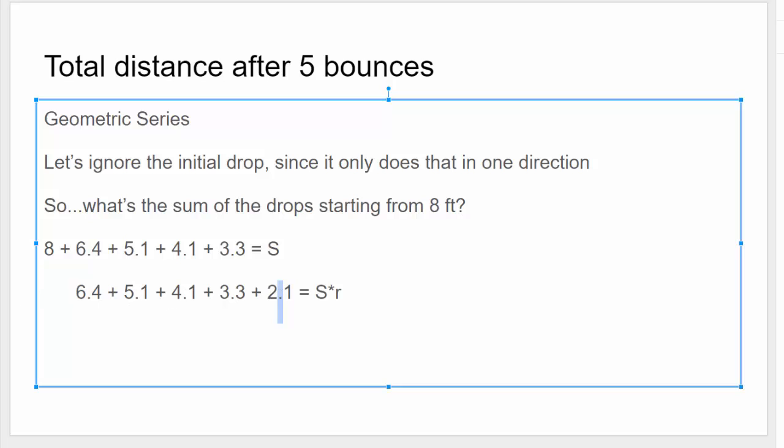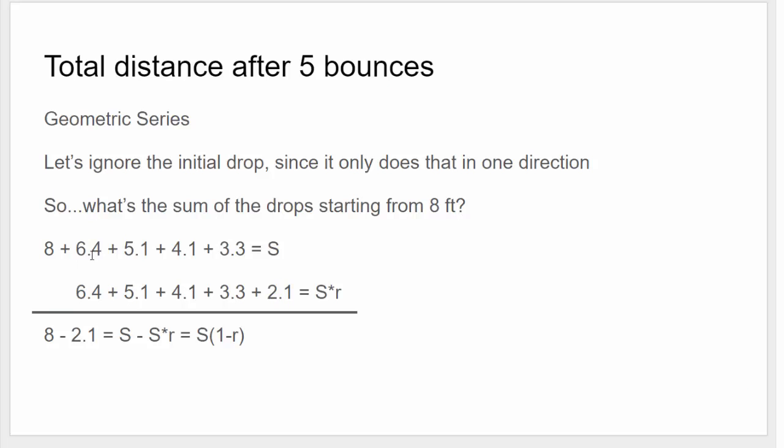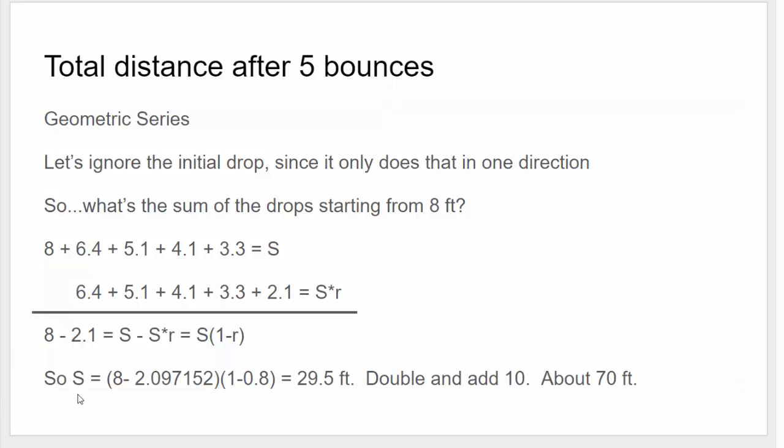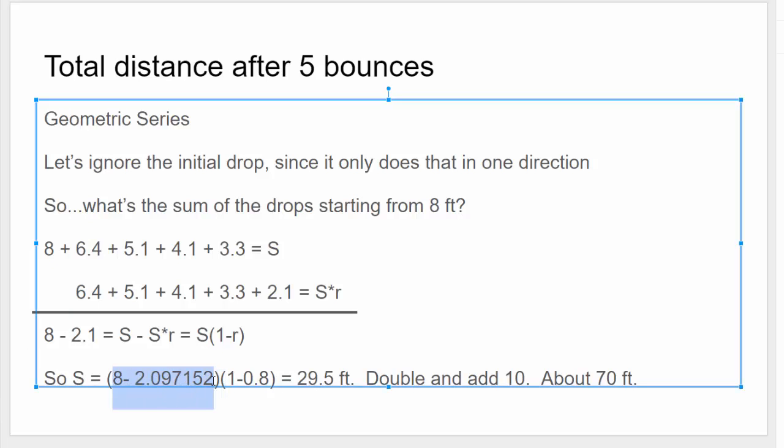Now, why do this? Well, this is a little bit of a trick. What we can now do is subtract the left side, and all these ones that match up drop away, and what we're left with is just the 8 at the beginning and the 2.1 at the end. Now on the right side, that's s minus s times r. And what's nice about that is the s factors out, so it's s times 1 minus r. That allows us to isolate what s is by dividing both sides by 1 minus r. So we get s equals the 8 minus the, here I put in a fuller version of that, okay?